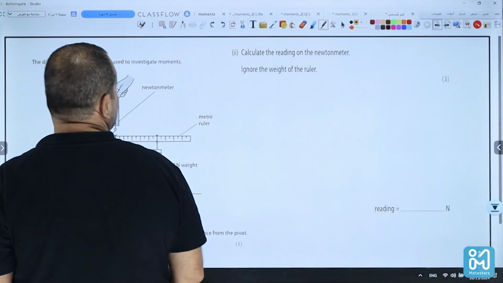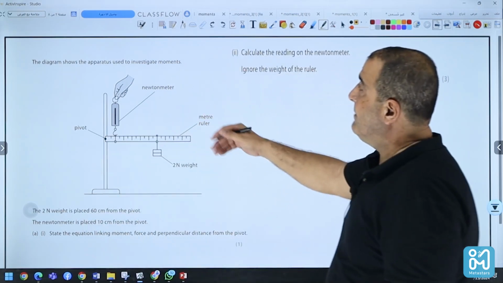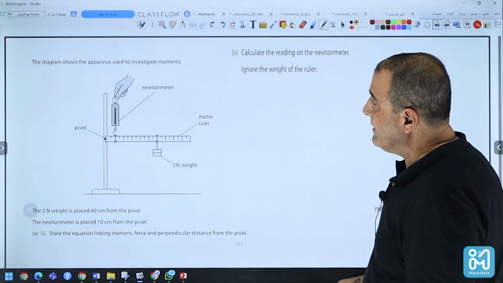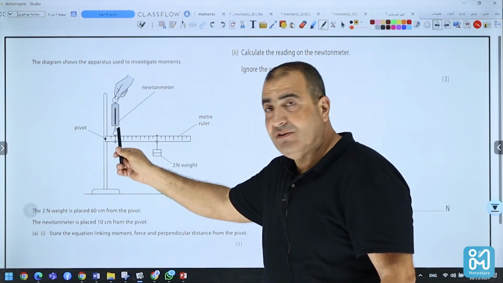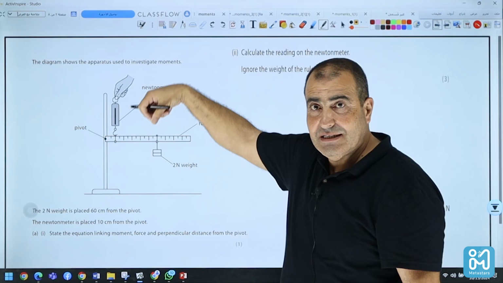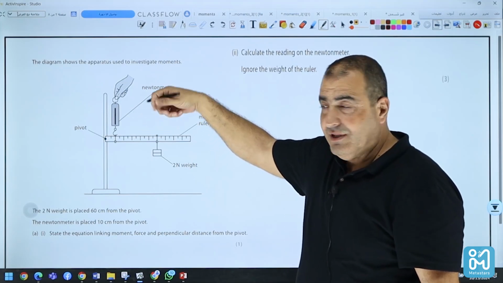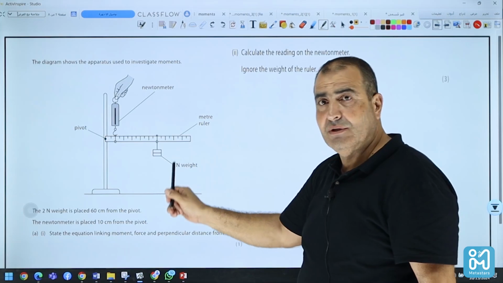The first question is: the diagram shows the apparatus used to investigate moments. The apparatus are a pivot and a Newton meter, which shows the amount of force used to raise it up or to keep it in equilibrium. And there is a 2 Newton weight down.